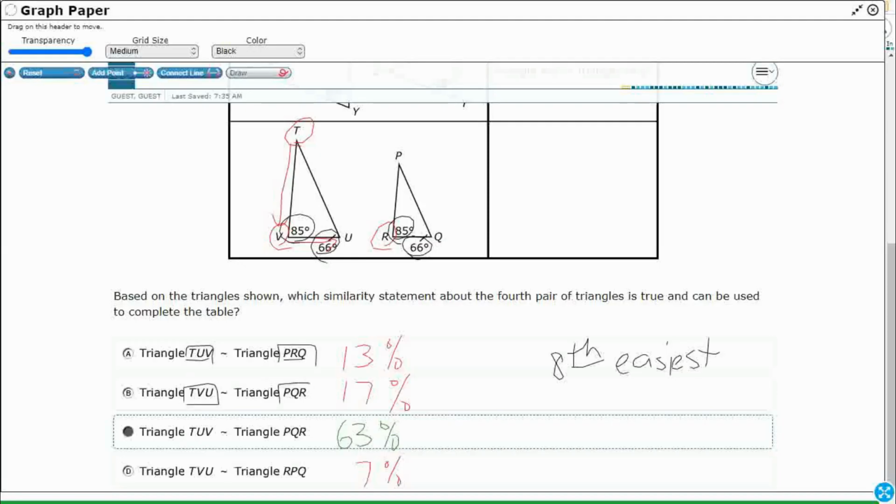And so that gives us an opportunity for extra practice to not only recognize that similar triangles have identical angles and proportional sides, but they also need to be named in the same order.